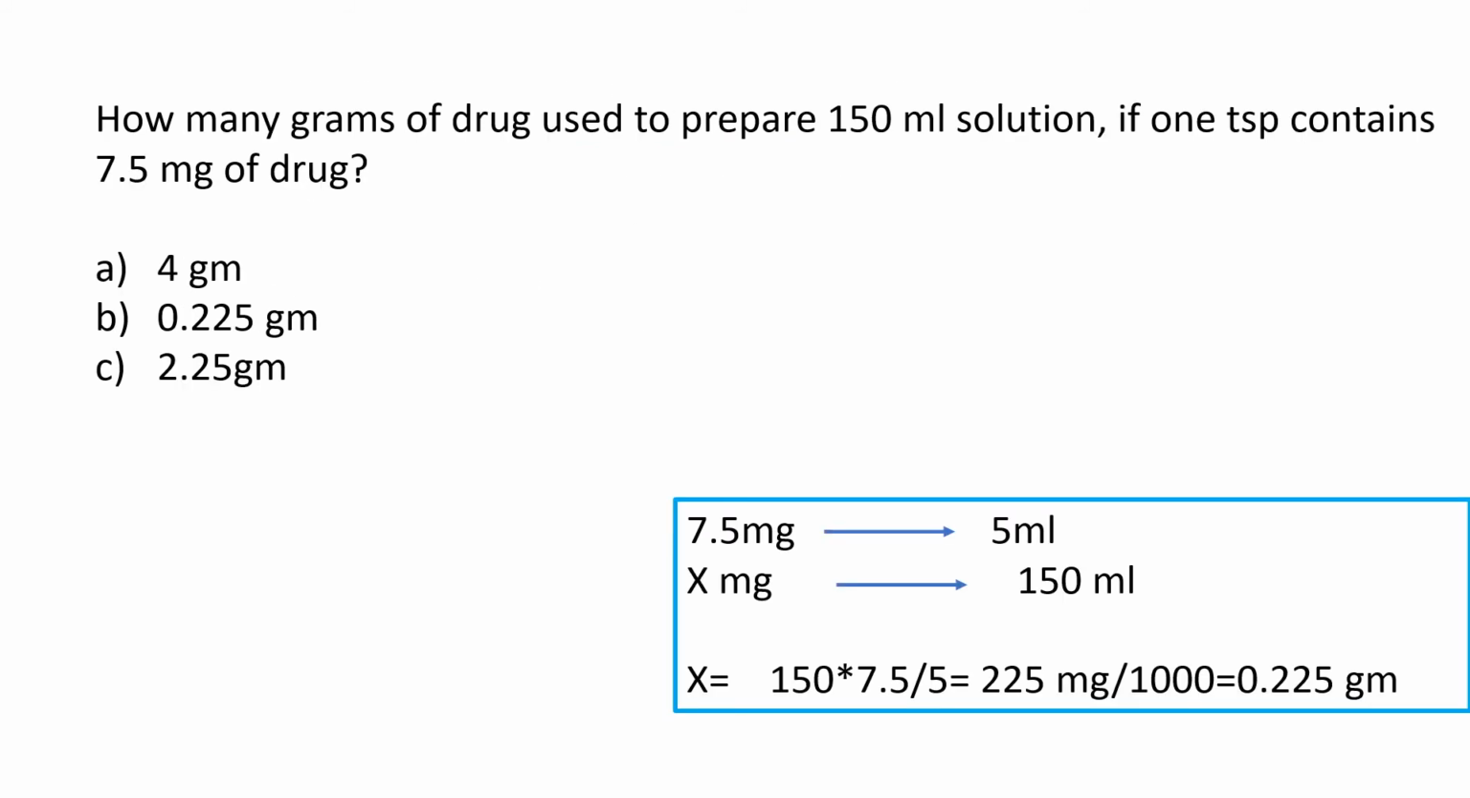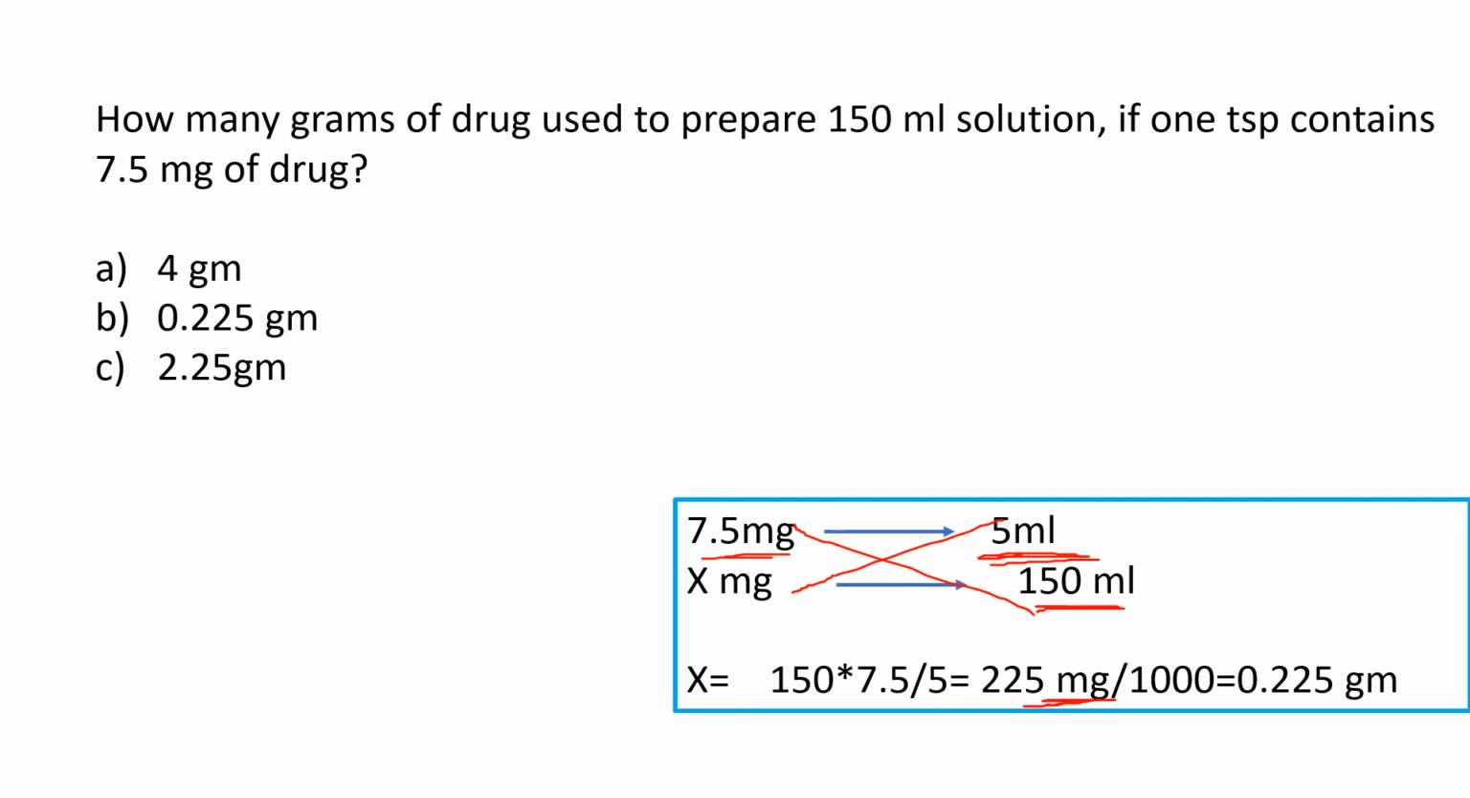The next question is also the cross multiplication question that we have discussed many times in the previous slides. How many grams of drug is used to prepare 150 ml of solution if 1 teaspoon contains 7.5 mg of drug? We know that 1 teaspoon is 5 ml. So 5 ml contains 7.5 mg of drug. How much amount of drug is present in 150 ml? We need to do the simple cross multiplication process. X is equal to 150 into 7.5 divided by 5, which is equal to 225 mg.